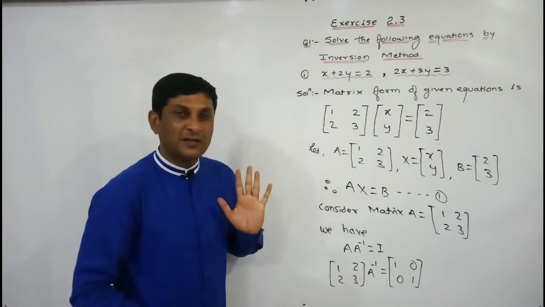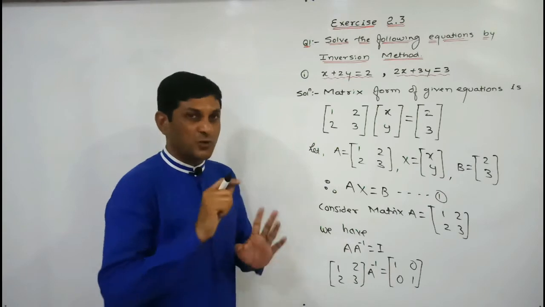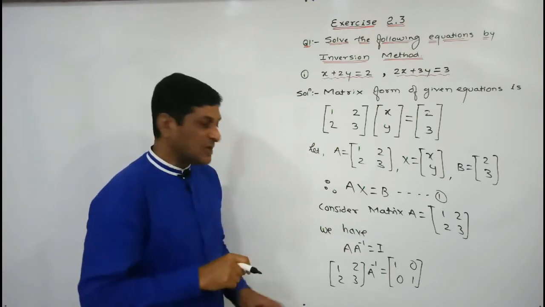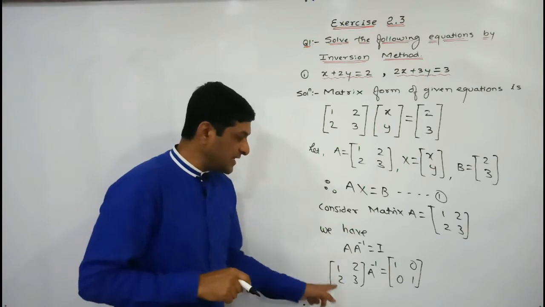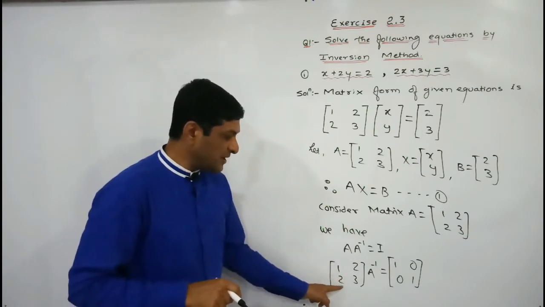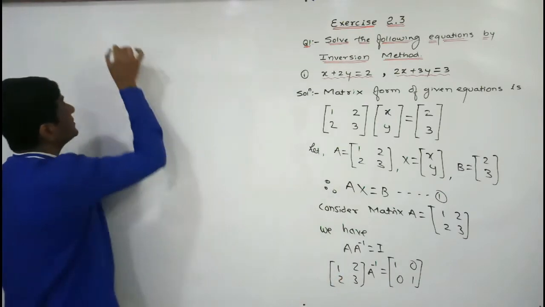And to convert it into identity, we are performing operations on rows. In the case of row transformation, our first step is to convert the elements of the first column into 1, 0. Already 1 is there, we will require 0 here. And this is the element of R2, which means our operation is on R2.